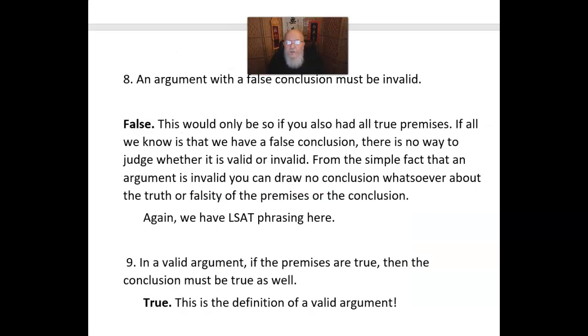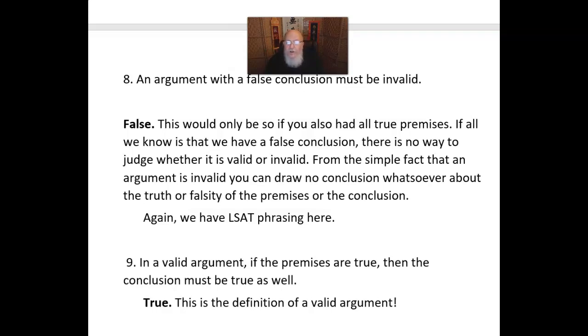Now here, you're asked to evaluate the statement, an argument with a false conclusion must be invalid. Now, here again we have LSAT phrasing, law school admissions test phrasing, or phrasing wherever people want you to think accurately and clearly and show your brain, right? You're asked to judge only on the basis of the information you've been given. And all you know is you've got an argument with a false conclusion. Now, it would be invalid only if you had all true premises. But if all we know is that we have a false conclusion, there's no way to judge whether it's valid or invalid. From the simple fact that an argument is invalid, you can draw no conclusion whatsoever about the truth or falsity of the premises or the conclusion.